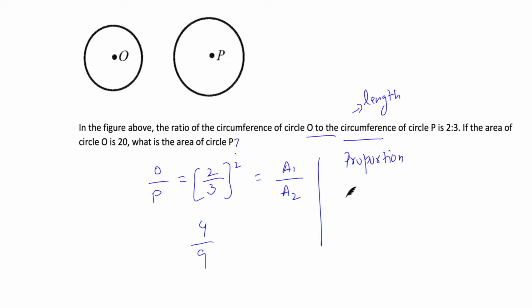So if 4 represents 20, 9 will represent how much? Very simple. Cross multiply. 4x equals 20 into 9. 20 divided by 4 is 5. 9 into 5 is 45. This is our answer.